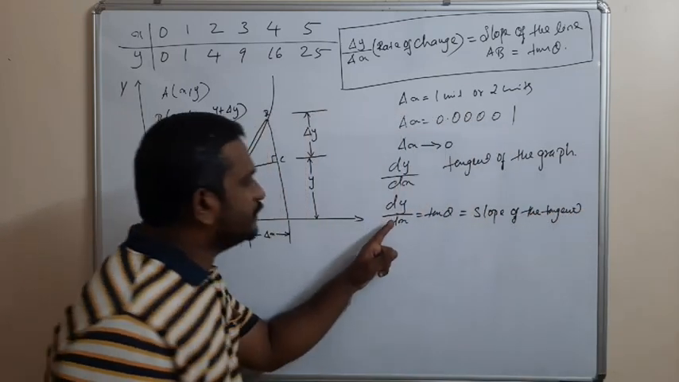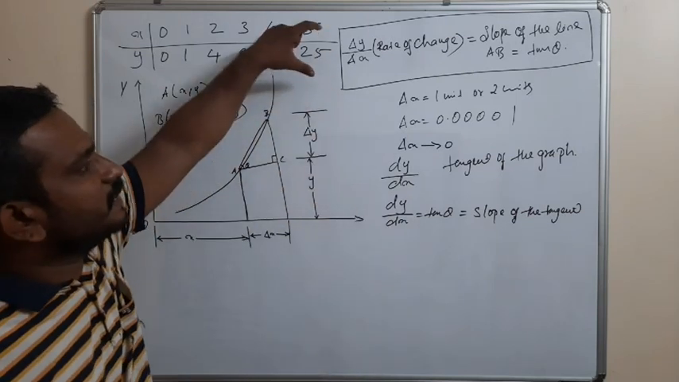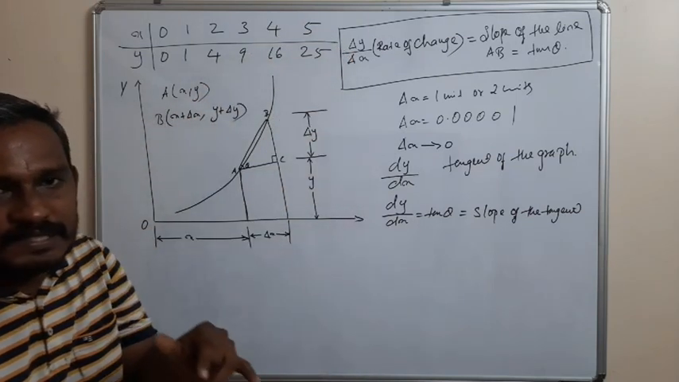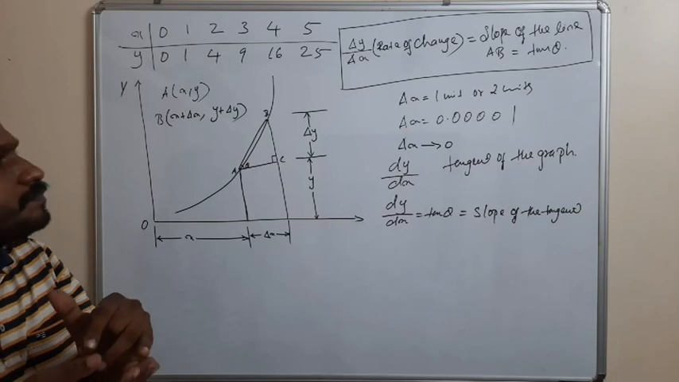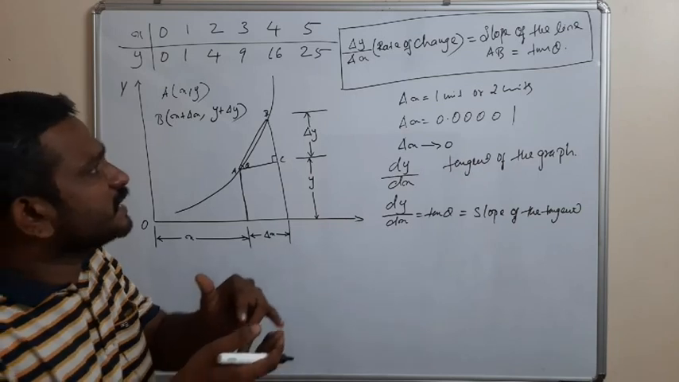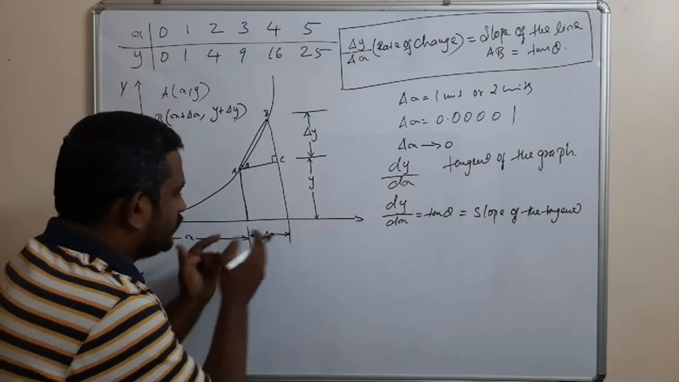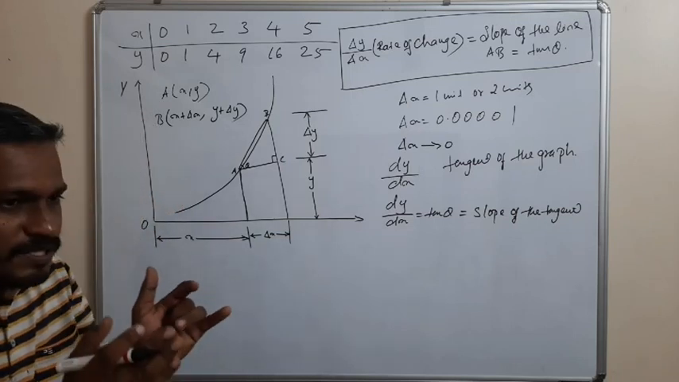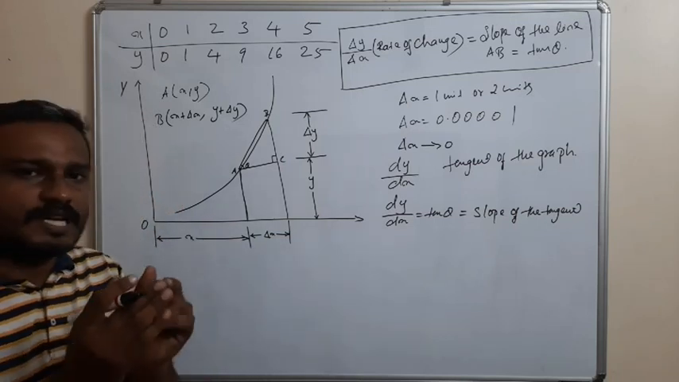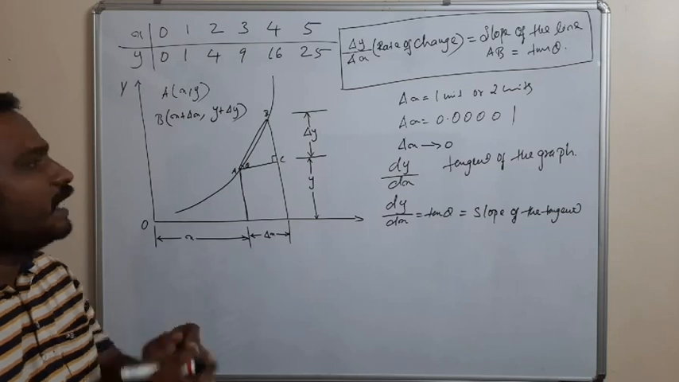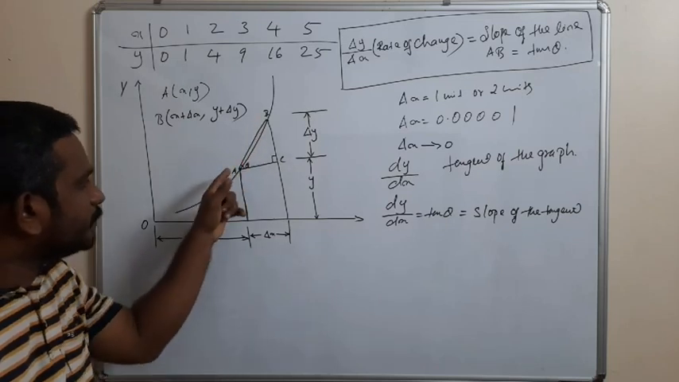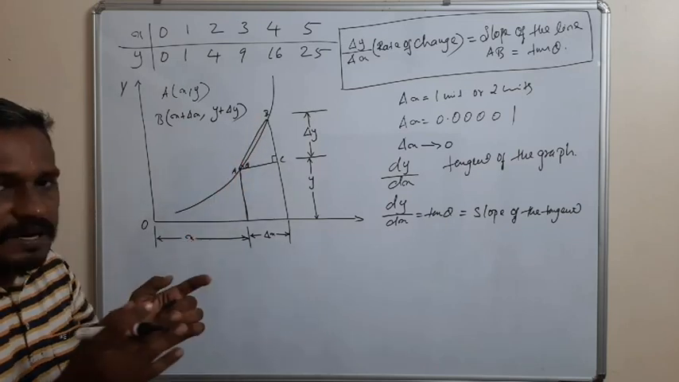Now you are clear, that is dy by dx. First understand delta y by delta x. It is the rate of change of the function within that interval. So if you reduce the value of delta x, correspondingly delta y also reduces. The line AB diminishes or shrinks.